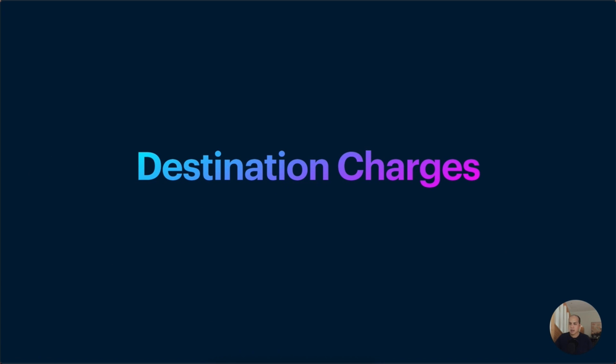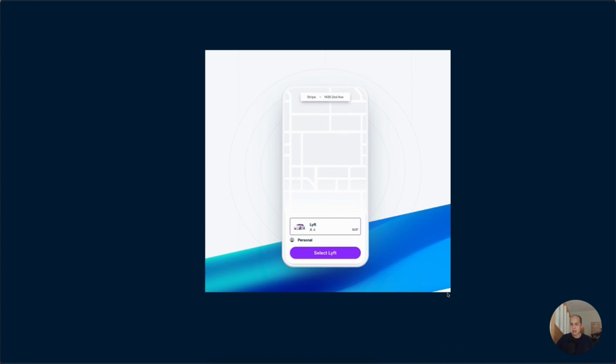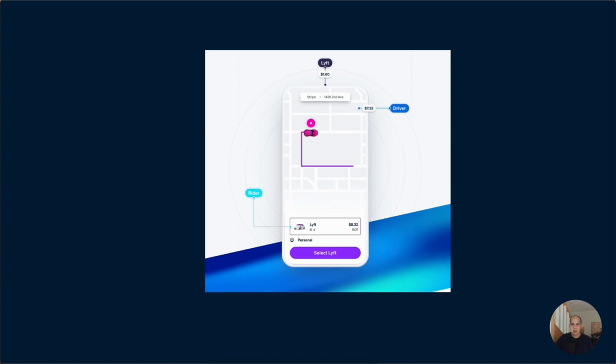So let's talk a little bit more about destination charges. This is the example Stripe has for destination charges. It's using Lyft. The driver will get a payout and the platform will take part of the fees. So here the platform takes a cut and then the driver gets the majority of the pay.